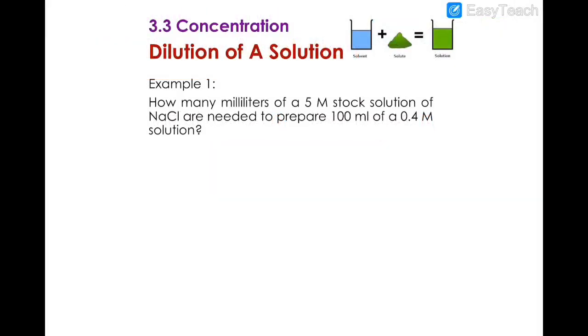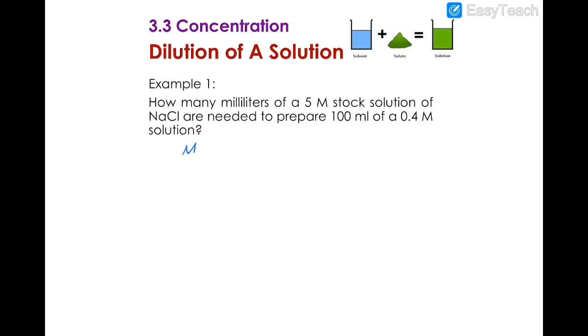Okay, so example 1, benda yang bila kamu tahu soalan ni adalah pasal involve dilution, so kamu kena try to figure out yang mana bahagian initial, yang mana bahagian final. Okay, so how many milliliters of 5 molar stock solution of NaCl are needed to prepare 100 ml of a 0.4 molar solution? Okay, so obviously 0.4 molar adalah final molarity sebab dia punya molarity lagi rendah. Okay, antara 5 molar dengan 0.4 molar, 0.4 tu lagi rendah. Bermaksud itu adalah your final one lah.